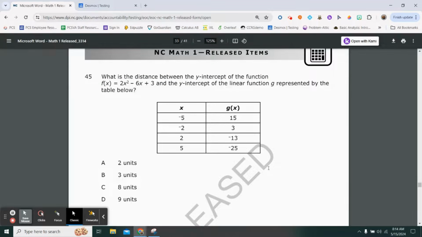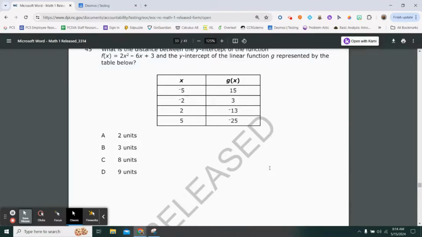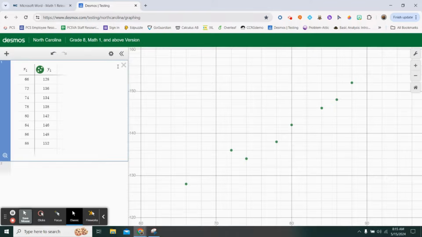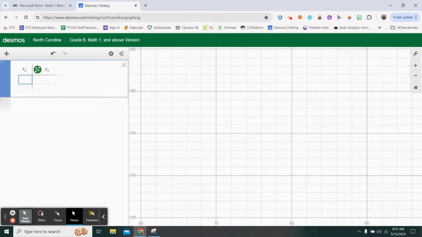All right, so I want to show you this one. This is our last one. I think I've gone over my 10 minutes, but it says, what is the distance between the y-intercept of this function and the y-intercept of the table? And it tells me that the table is a linear function, okay? So I'm going to go back to Desmos. I'm going to click this table, and I'm going to type in that linear function that it had on the screen, -5, 15, -2, 3, to -13, and 5, -25.